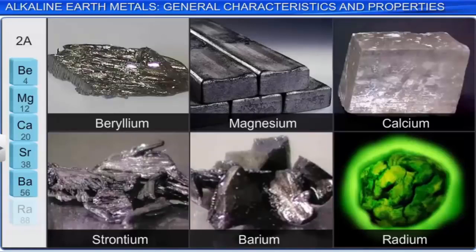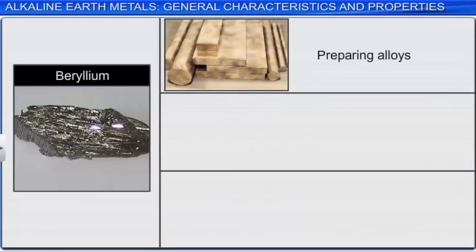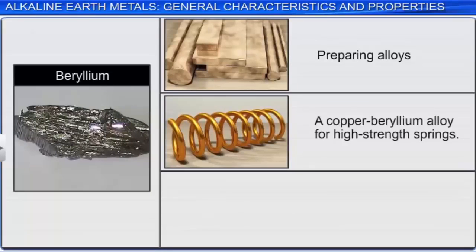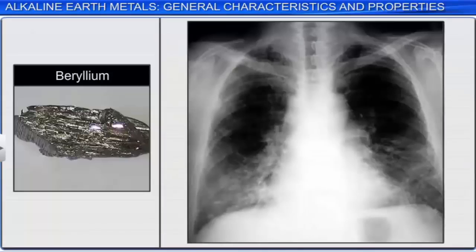The alkaline earth metals are used for a variety of purposes. We'll wrap up this module with an overview of the uses of these metals. Beryllium is used in many industries. It is used to prepare several alloys. A copper-beryllium alloy is used to manufacture high-strength springs. Metallic beryllium is used for the windows of X-ray tubes.